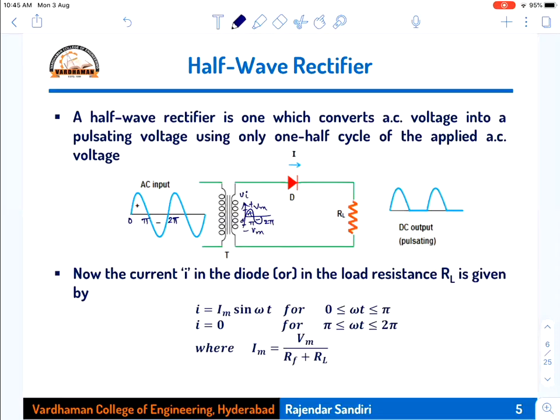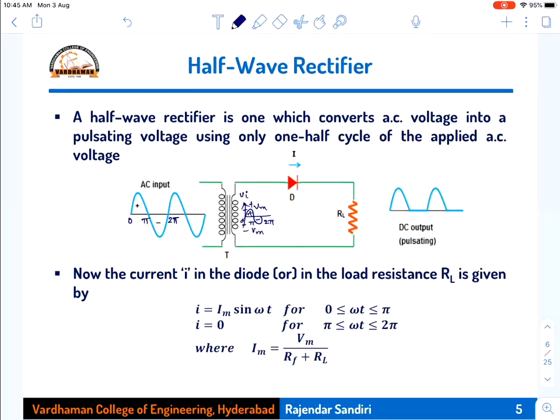So the peak value of the sine waveform is Vm, and it is an AC signal which alternately changes its direction, positive and negative, for one cycle. So 0 to pi will be positive, pi to 2 pi is negative. That is appearing as input to your diode now.